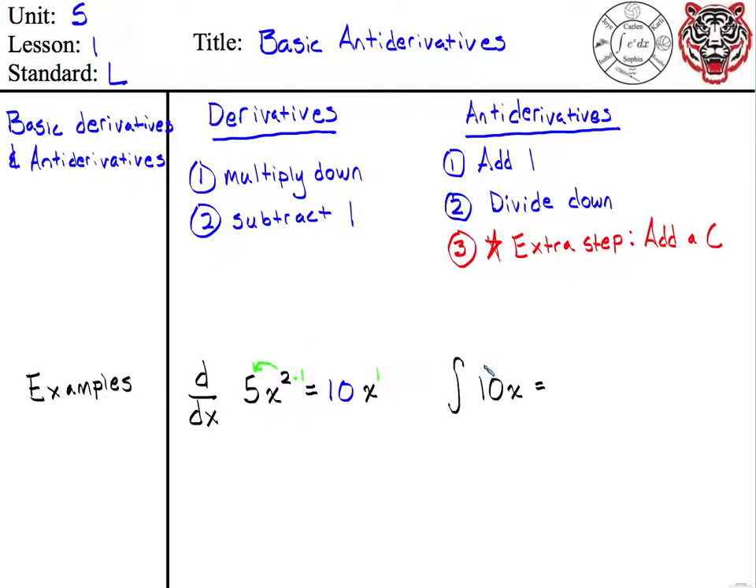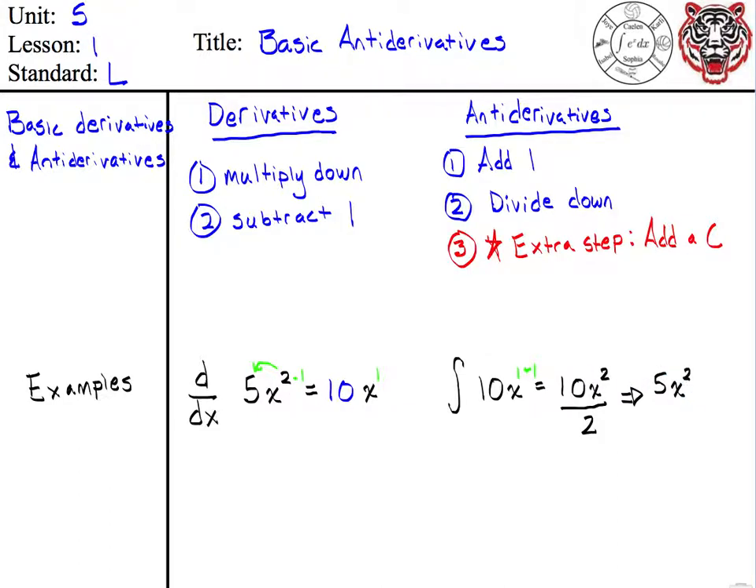Okay. All right, so 10x, my steps were add 1 to the exponent. So this used to be a 1, right? And I'm going to add 1. So now this is 10x to the power of 2, and then divide down. I'm dividing by that power, so I divide everything by 2. But then do you keep that power up there? Yep, you leave that power up there. So this simplifies to what? 5x squared. Oh, look, that's what we started with in our original problem. Wow.